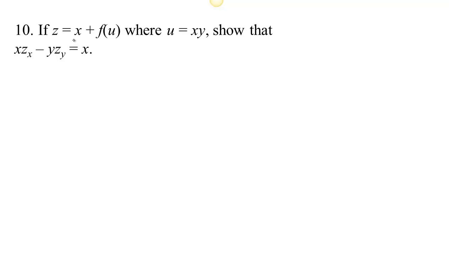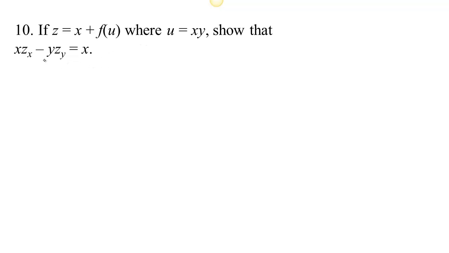Okay, so here's another example. We have z is equal to x plus some function of u, and u is equal to x times y, and they're asking us to show that x times the derivative of z with respect to x minus y times the derivative of z with respect to y turns out to equal x. So we're just showing that if this is the case, then z satisfies a particular partial differential equation here.